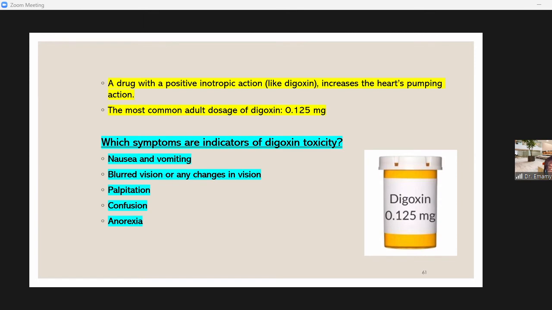And confusion, palpitation, there would be signs and symptoms of digoxin toxicity. So nausea and vomiting, or anorexia, any problem in vision like blurry vision, confusion, palpitation could be signs and symptoms of digoxin toxicity.